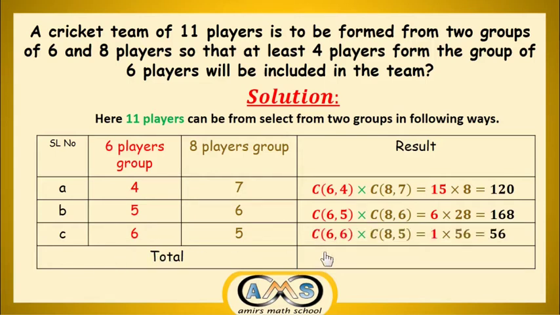In the last case, we have to select all 6 players from the 6 player group, that's why C6 6. And we have to select 5 players from the 8 player group, that is C8 5, which is equal to 1 into 56, which is equal to 56. And the result will be the sum of these three cases, that is 120 plus 168 plus 56, which is equal to 344. This is our required result. So the number of ways of selection is 344.